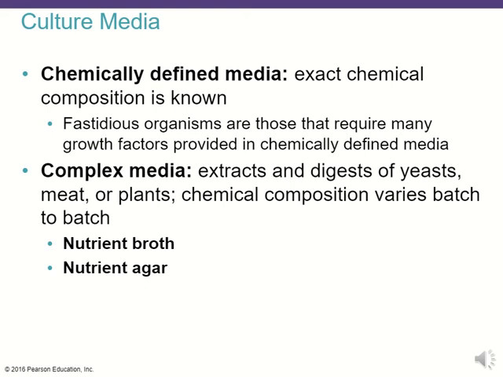Now, there are chemically defined media, which have an exact chemical composition that is well known. Fastidious organisms are those that require many growth factors provided in chemically defined media. So essentially, this is where a certain recipe is used for a media to grow a specific type of microbe. There are complex media, where extracts and digests of yeast, meat, or plants are used and the chemical composition will vary from batch to batch, and involves two terms, nutrient broth and nutrient agar.